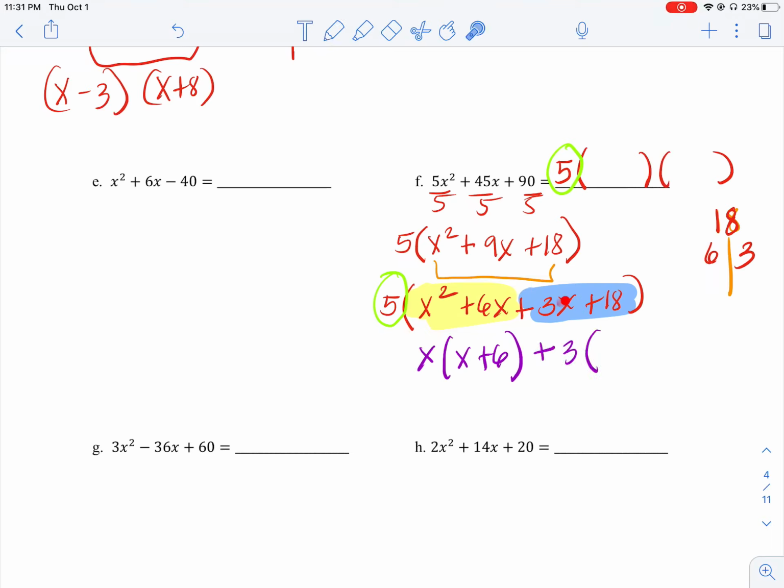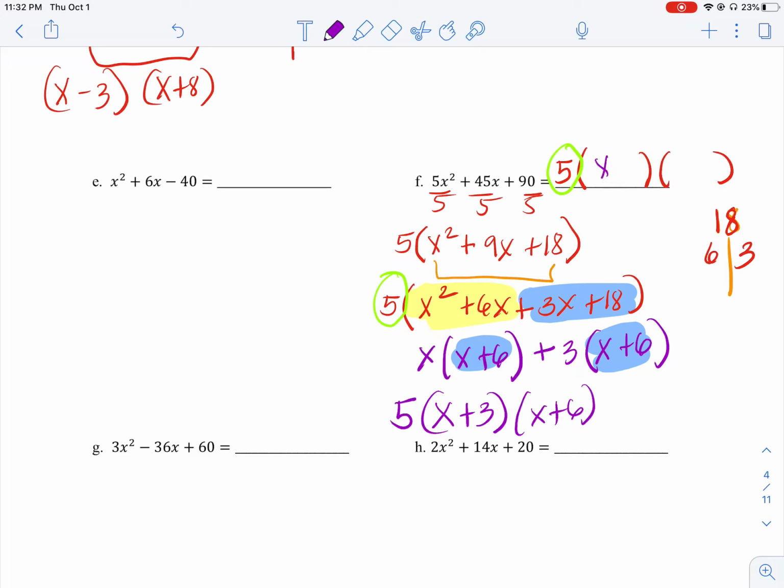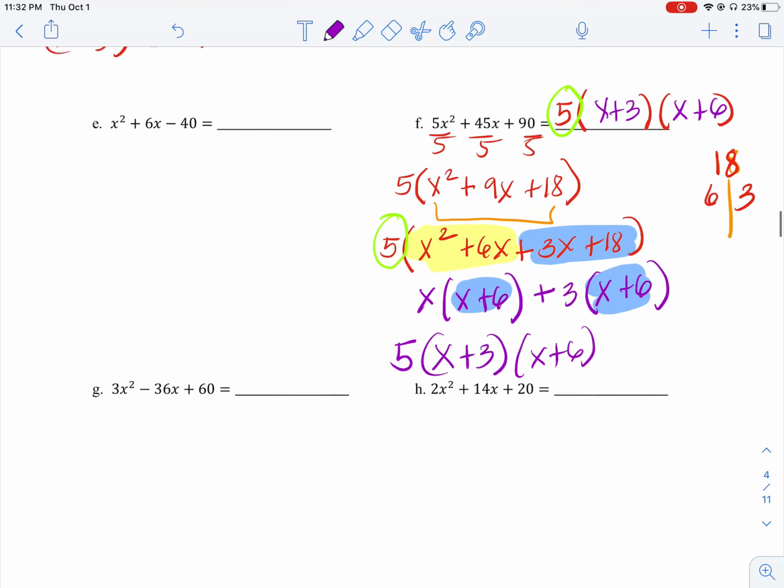So we divide this by 3, divide this by 3. What's 3x divided by 3? That's an x. What's 18 divided by 3? That's a 6. And remember, our goal is to get these two common in the parentheses. And we already have. So our final answer is x plus 3, x plus 6, and don't forget the 5 on the outside. So I'll just put x plus 6. There you go. You guys need another example for that?